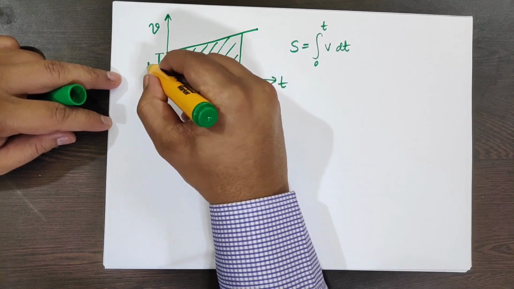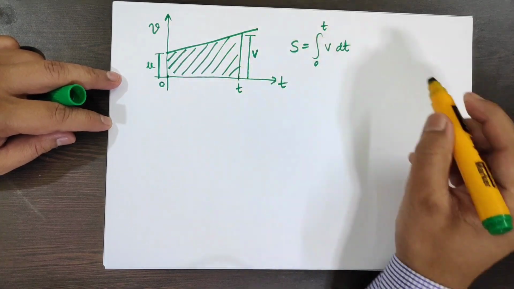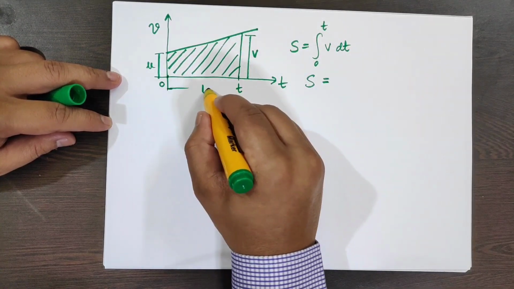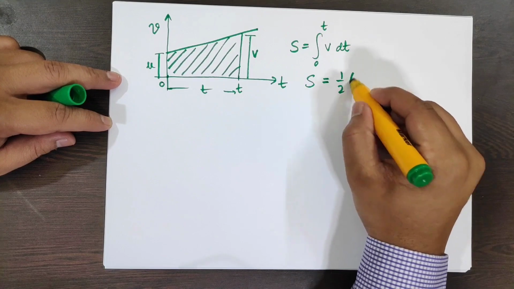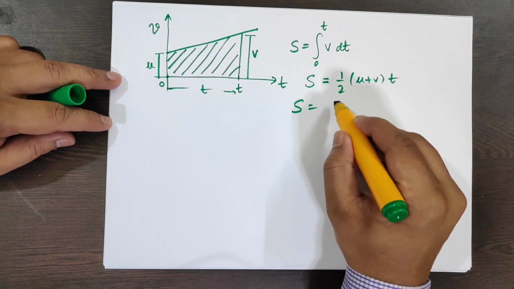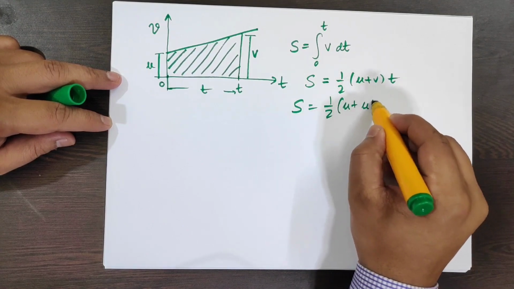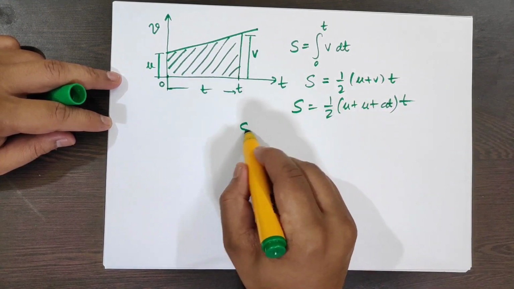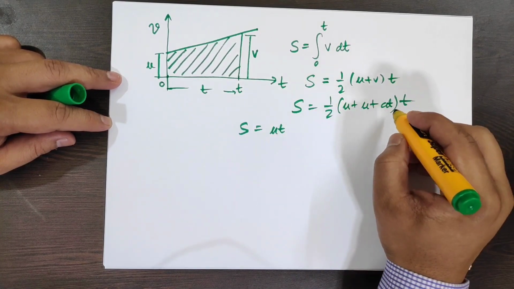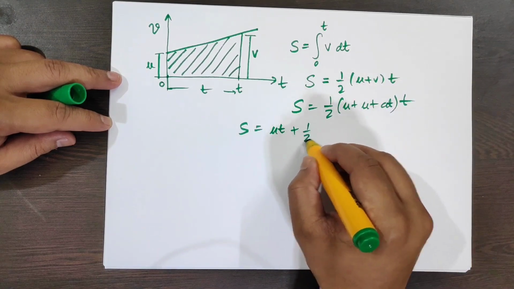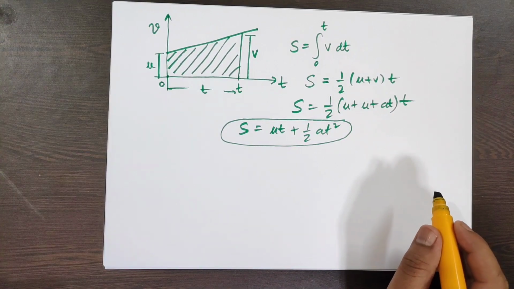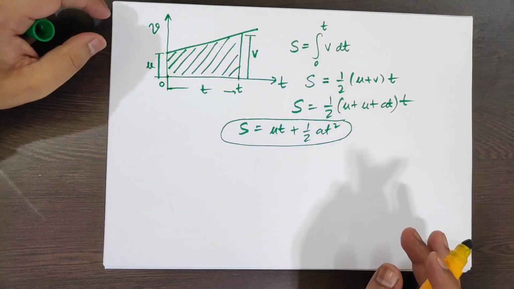So this is u and this is v. So s is actually equal to the area of the trapezium, so that is half of the sum of the parallel sides, u plus v, multiplied by the distance t. So here you can put u plus at, times t. So s equals ut plus half a t square.